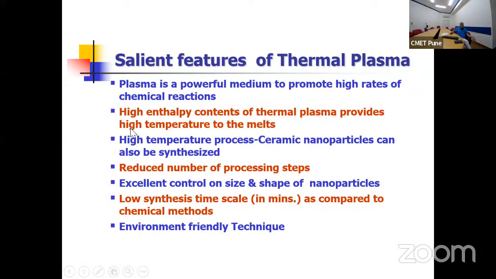These are the salient features of thermal plasma. Plasma is a powerful medium to promote a high rate of chemical reactions. The high enthalpy content of thermal plasma provides high temperature to the species. With high temperature processes, ceramic nanoparticles can be synthesized. Reduced number of processing steps. Excellent control on size and shape of nanoparticles. Low synthesis time, in minutes, as compared to chemical methods. Here you can get all reactions in a very short time, and it's a safe, environmentally friendly technique.